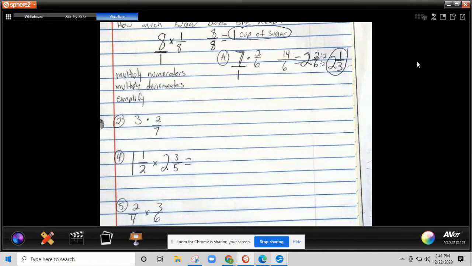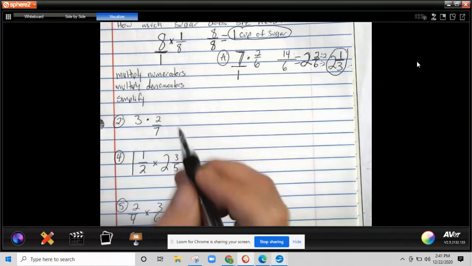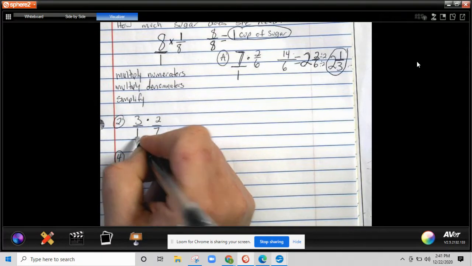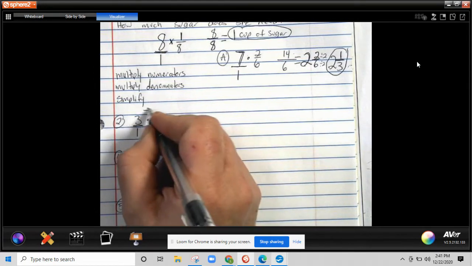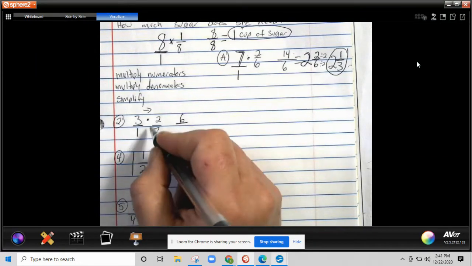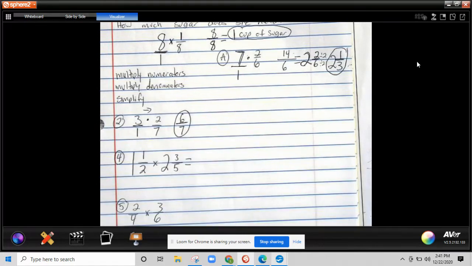Let's do another one. So I have 3 times 2/7. All right, that's a whole number. I'm going to make it a fraction by putting my fraction bar and putting it over 1. Now, just multiply across. 3 times 2 is 6. 1 times 7 is 7. My answer here is 6/7.